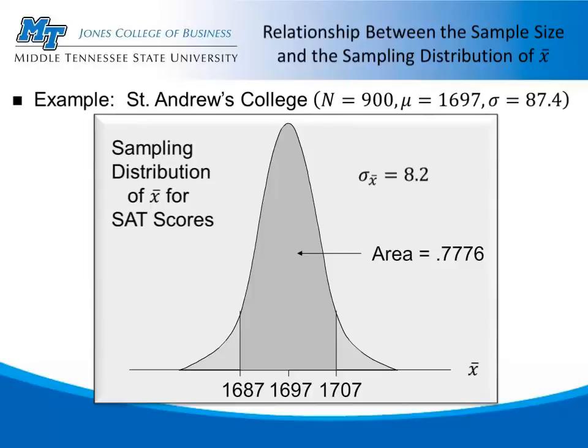Now here's a picture that shows that result when the standard error of the mean, or the standard deviation of the sample mean, is reduced to 8.2 because you took a sample of 100. You get a probability of 0.7776, or almost a 78% chance that you'd be within 10 of the population mean. Now this concludes the part that deals with the sampling distribution of the mean. The next slide we're going to start looking at the sampling distribution of the proportion.